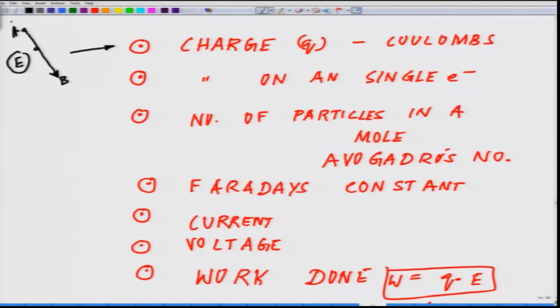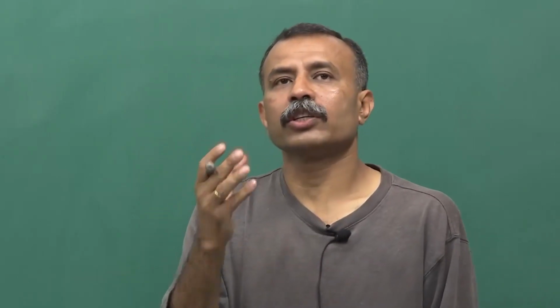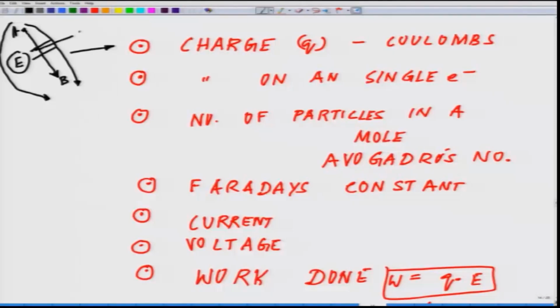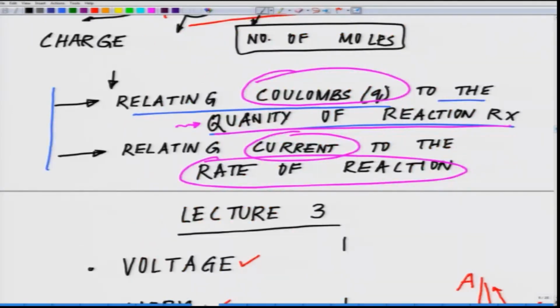So, the amount of charge moving from A to B is basically the amount of reaction which has occurred. Now, the rate at which charge moves, or the current, is essentially the rate of reaction. So, if you recollect where we ended the last class, I told you, so if I go back, relating Coulomb's charge to the quantity of reaction, or in other words the amount of reaction which has happened. Similarly, relating current to the rate of reaction.